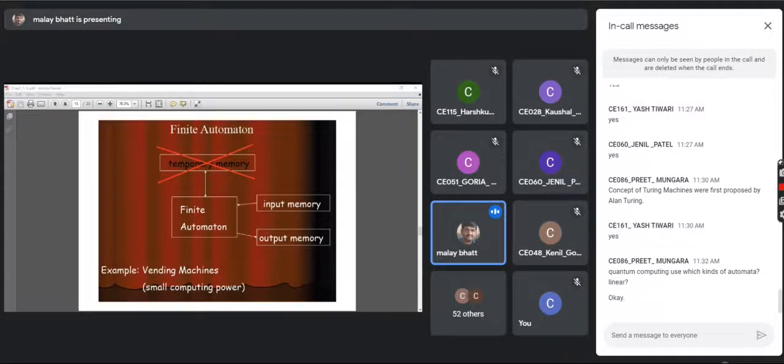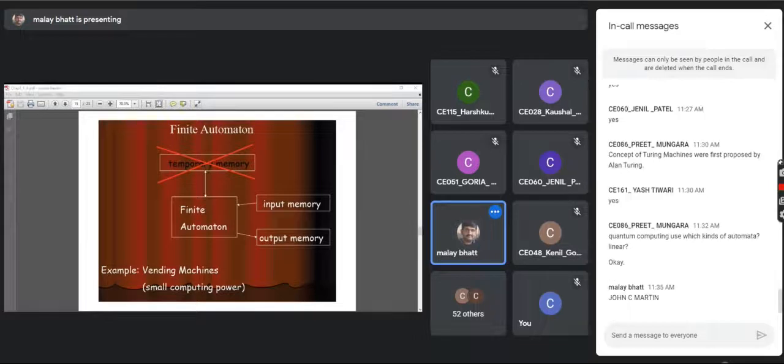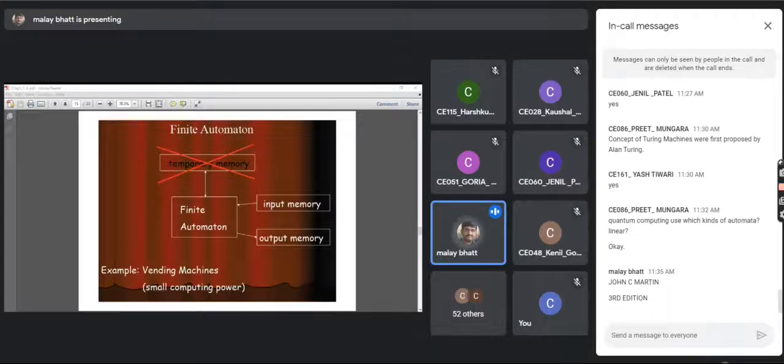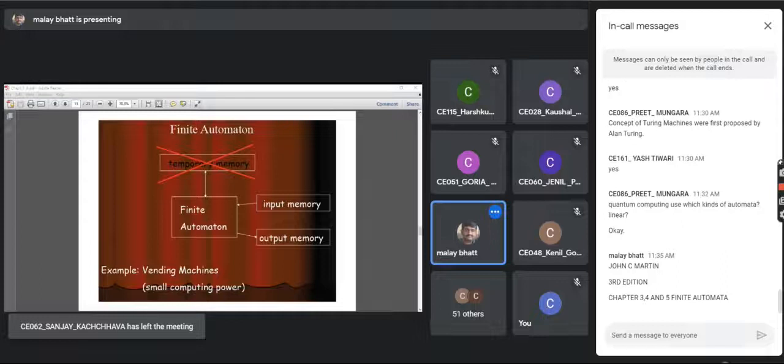Right? It is Johann C. Martin. It is a third edition, right? And chapters 3, 4 and 5, they are finite automata in the Johann C. Martin. So which is a part of your syllabus.